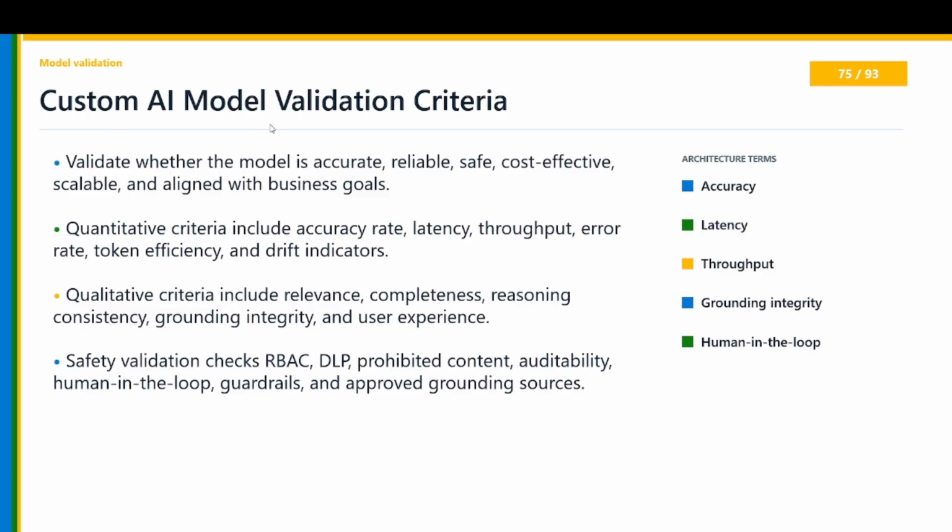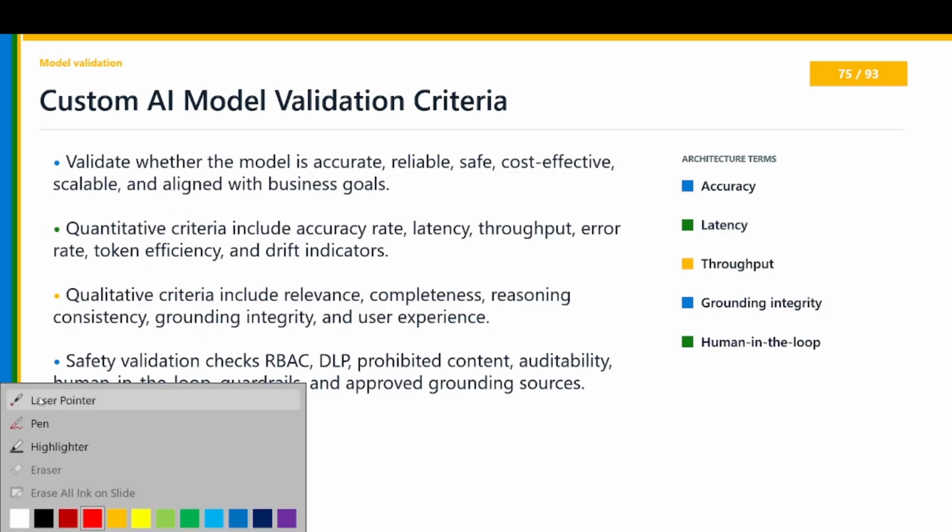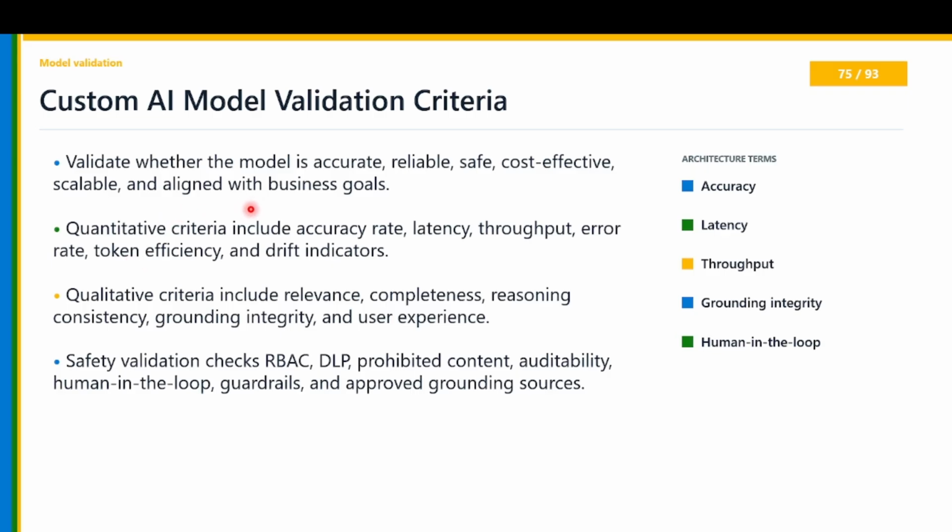That's customizing AI model validation criteria. Point number one: validate whether the model is accurate, reliable, safe, cost-effective, scalable, and aligned with business goals. This is very, very important. Make sure the base model aligns with the business goal. Make sure you are using a base model that is allowed in the business.